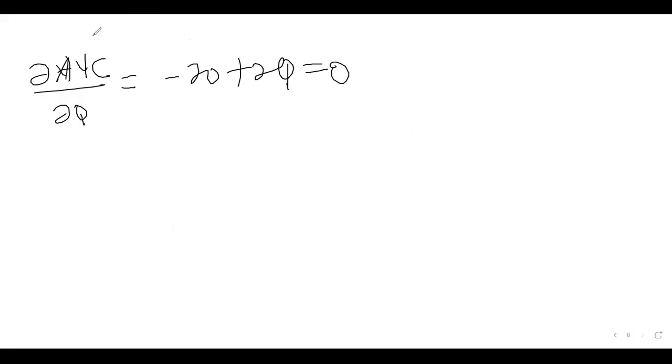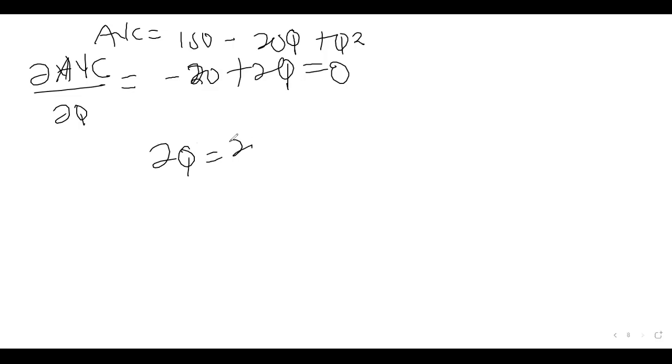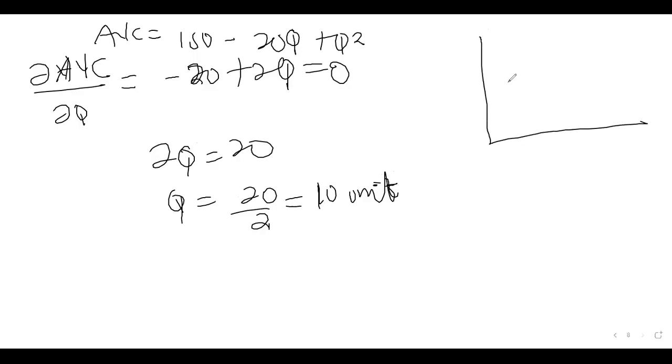Because if we differentiate the average variable cost, which is 150 minus 20Q plus Q squared, you are going to get this. Okay. So if you send the 20 to the other side, you have 2Q is equal to 20. That means Q is equal to 20 over 2, and Q is equal to 10 units. That means that the quantity at the shutdown point is 10 units.